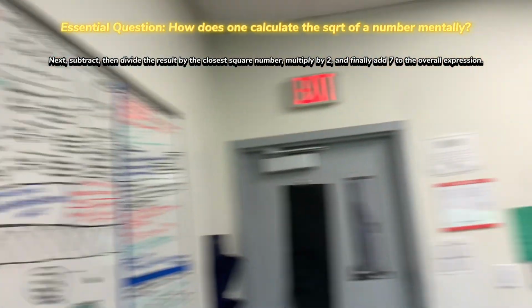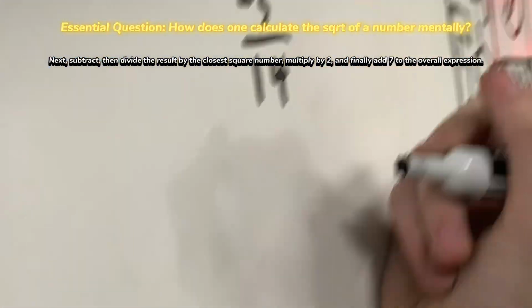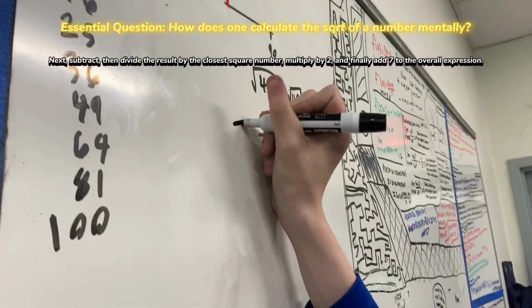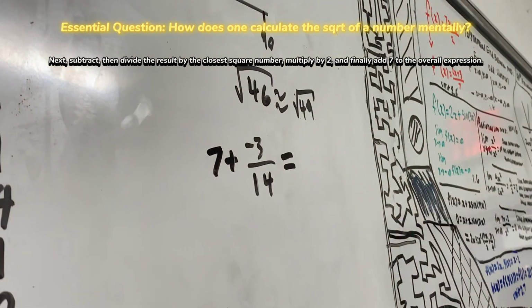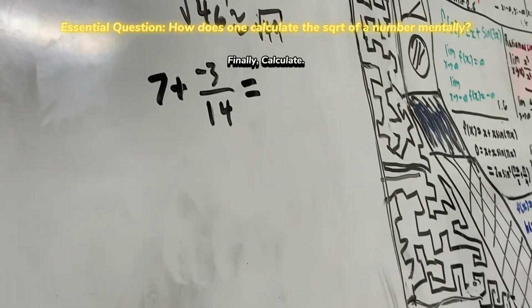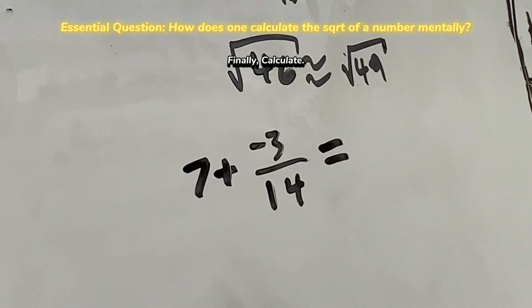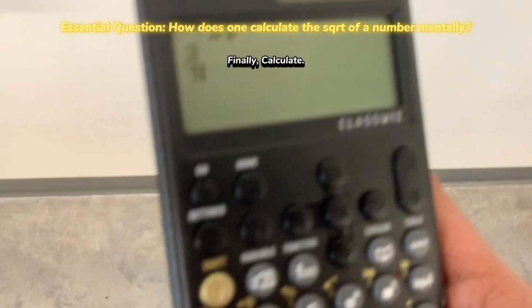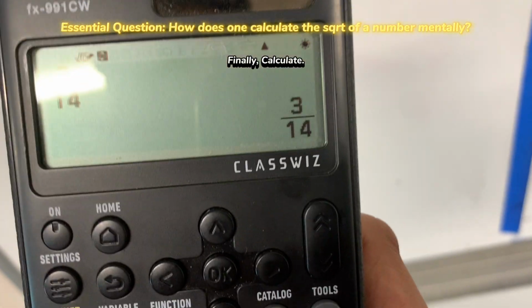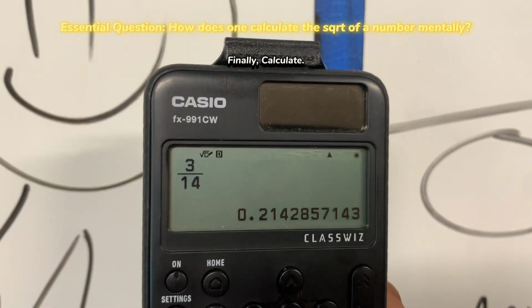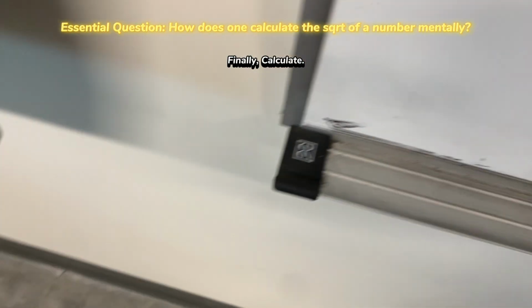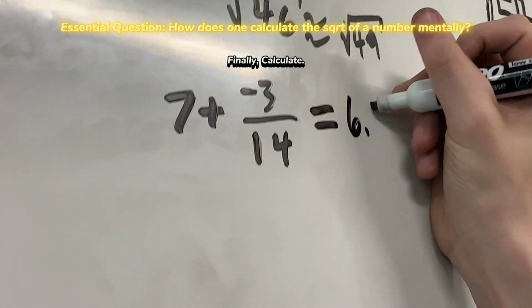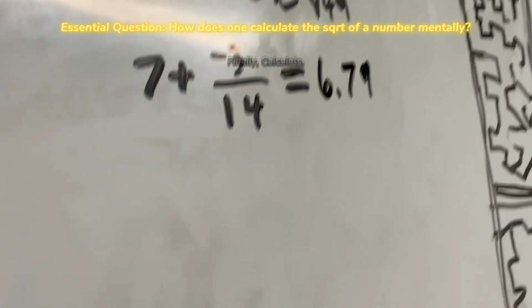Now what's 7 times 2? It's 14. So 7 plus this, -3 over 14, is 7 minus 3/14. That's some peak math right there. Now I do not remember what 3/14 is. It's going to be like 0.2. So this is going to end up at 6.79, close enough.